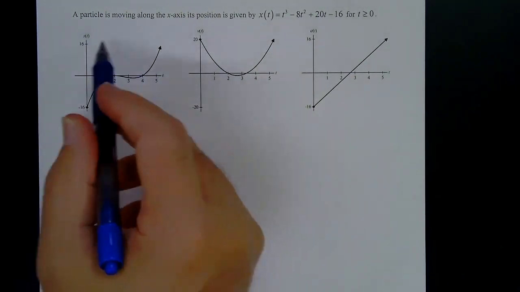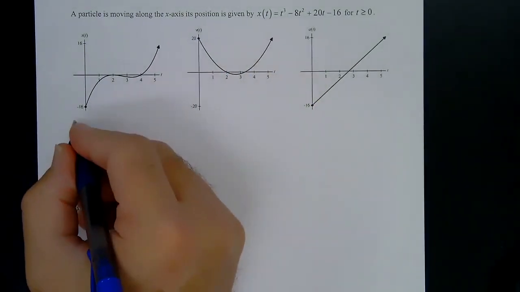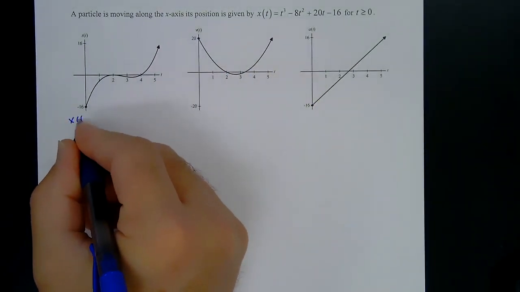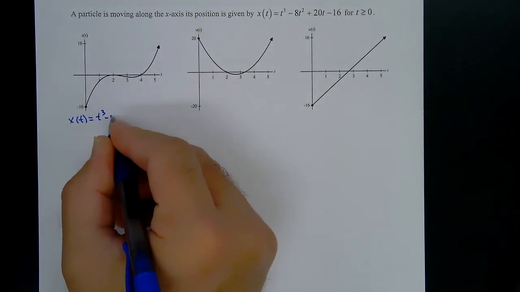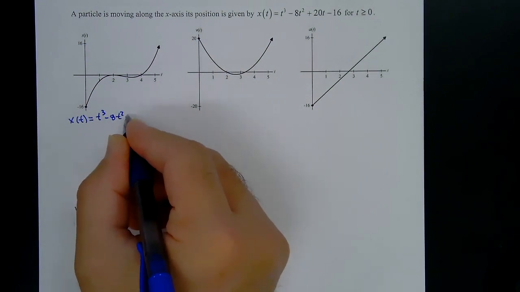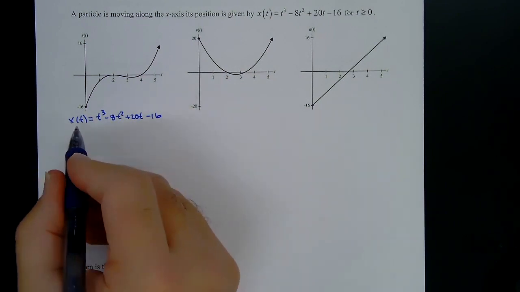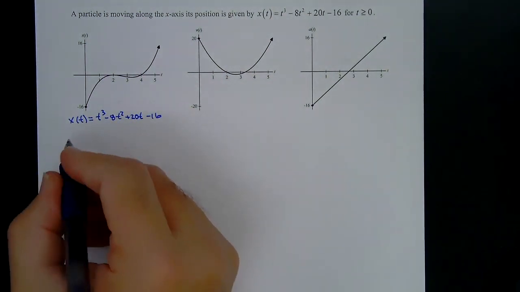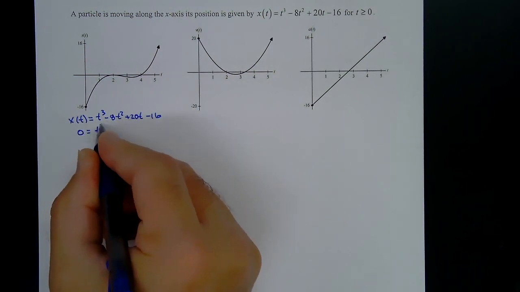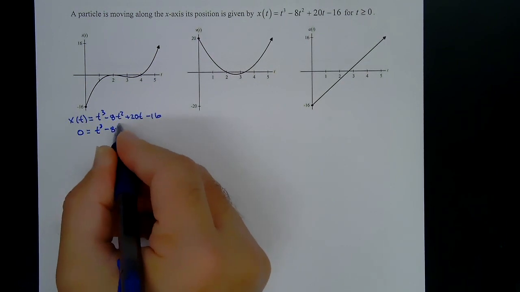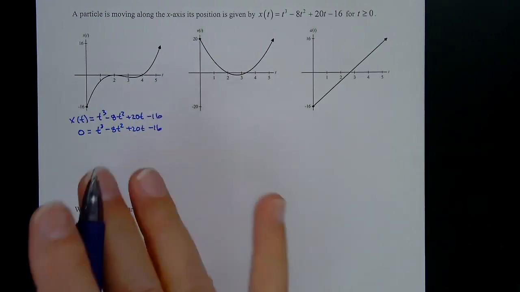All right, so this is the position function, and because we're moving along the x-axis, we're calling it x of t. So this function right here is x of t equals t cubed minus 8t squared plus 20t minus 16. Now I want to know when we're at the origin. So I need to set this equal to 0 and solve it. So t cubed minus 8t squared plus 20t minus 16. And I'm going to solve this graphically with a graphing calculator.